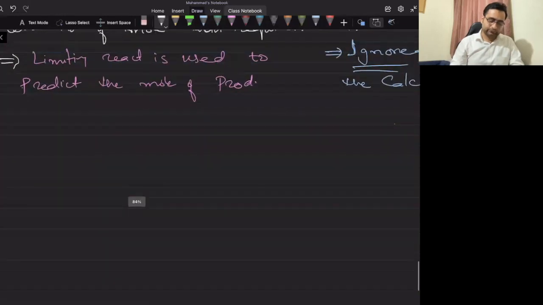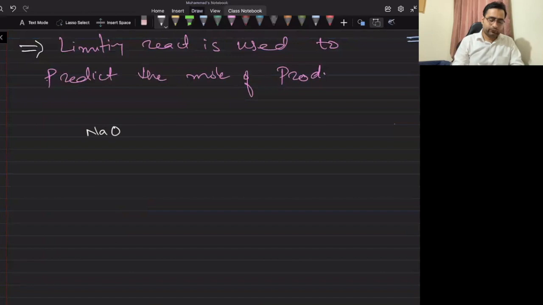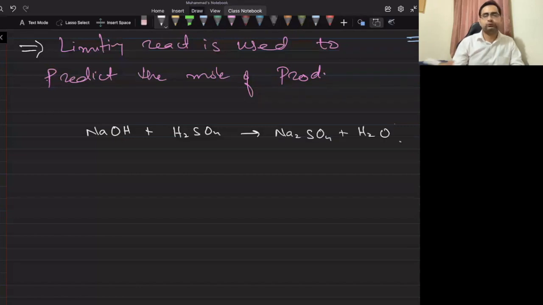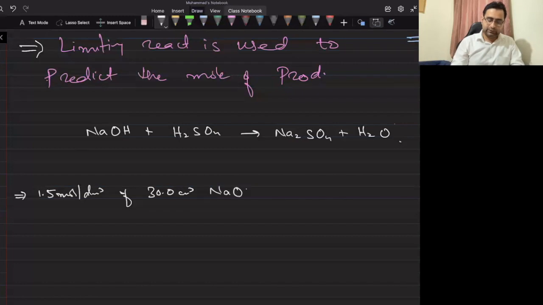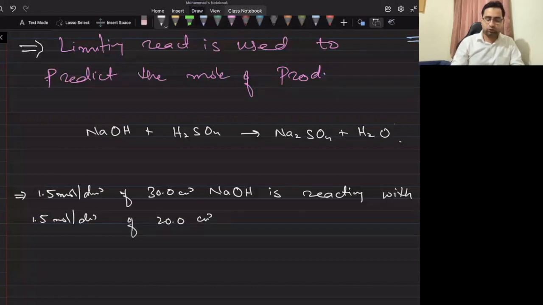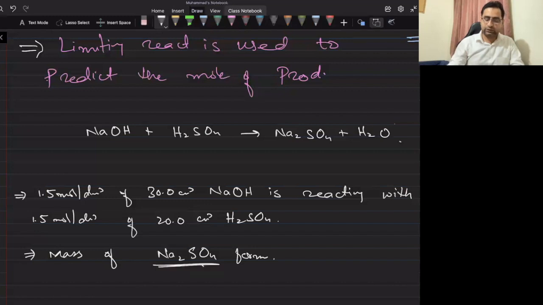This is a question. For example, here we have NaOH plus H2SO4. Product is Na2SO4 plus H2O. Here you have the question: 1.5 mole per dm cube of 30.0 cm cube NaOH is reacting with 1.5 mole per dm cube of 20.0 cm cube H2SO4. Now, the question is how much Na2SO4 forms? And this is in grams. Find out mass of Na2SO4 formed.